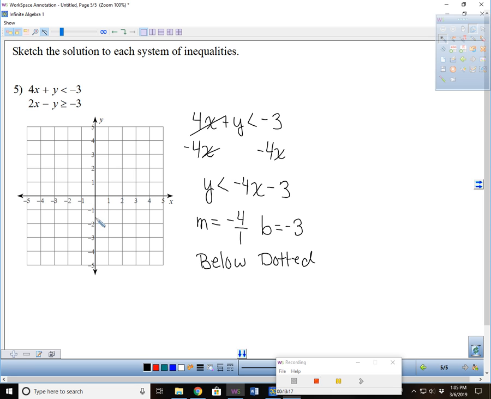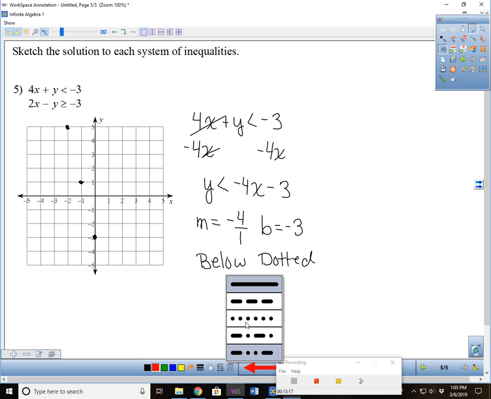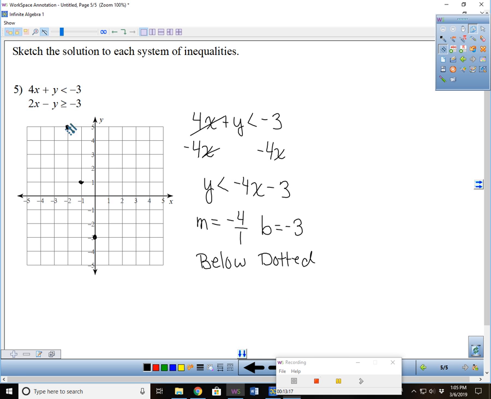So I'm going to start at negative 3. And I should be going down 4, right 1. But I can't go down 4, it's too far. So instead of going down 4, I'm going to go up 4 and left 1. All right, I have a dotted line. And then I'm going to shade below.